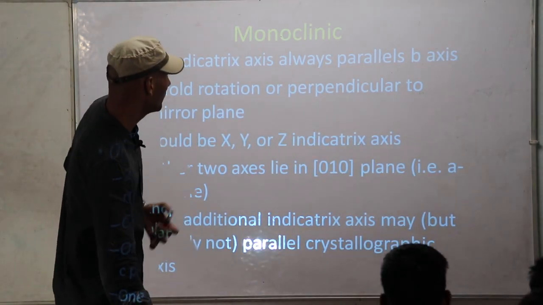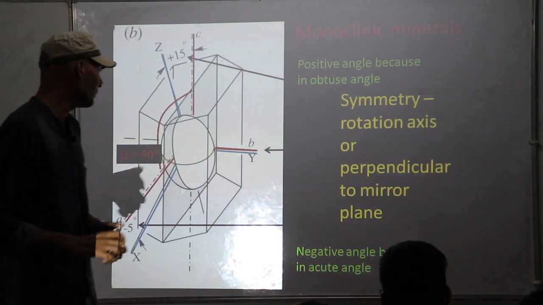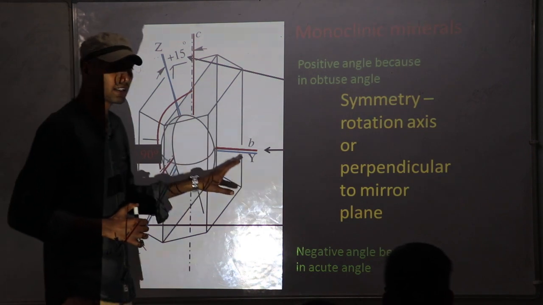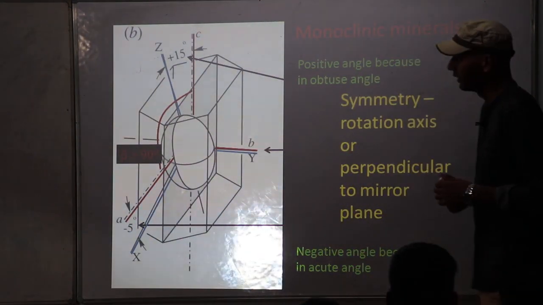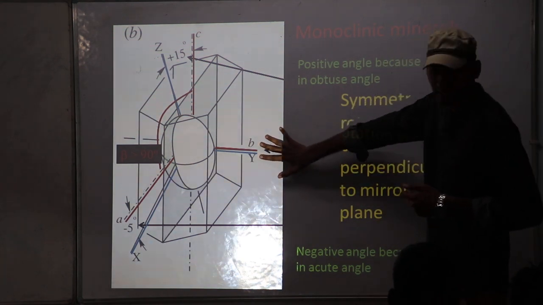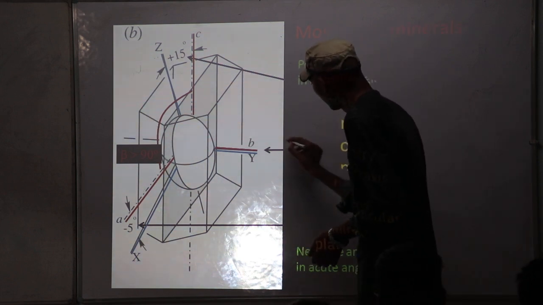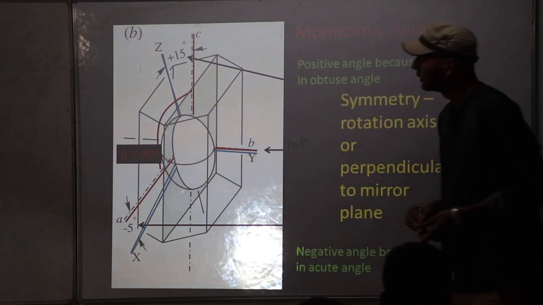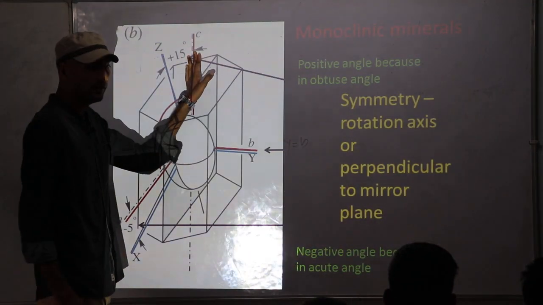Then talking about the monoclinic system, you can see here, one of the vibration directions must coincide with a crystallographic axis. You can see Y is coinciding with B. Here Y is equal to B, right? Then you can see either Z will coincide with C.